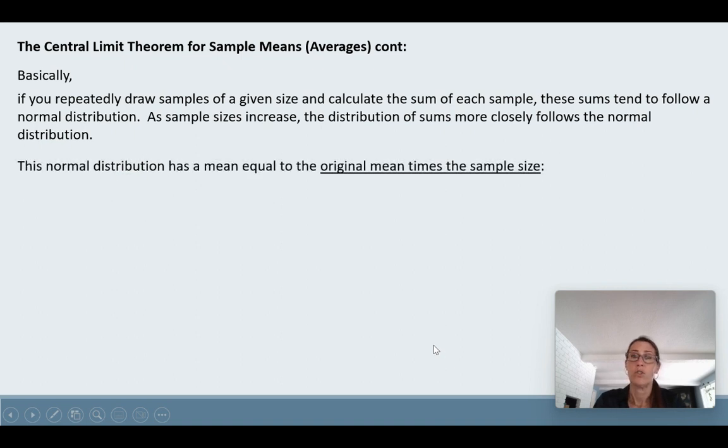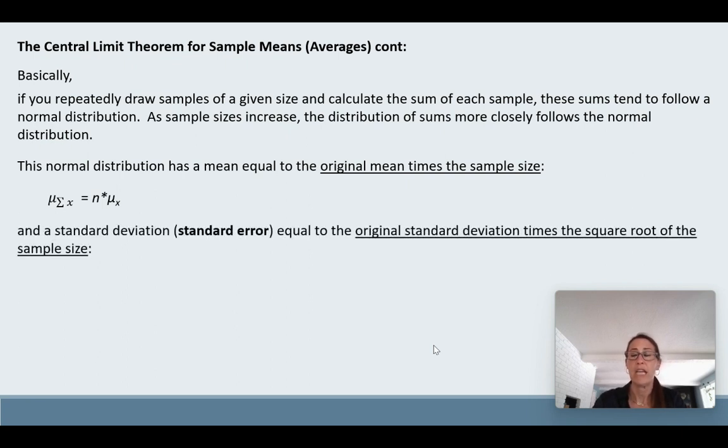So this normal distribution has a mean equal to the original mean times the sample size. So that's what that looks like. Mu sub sum of x equals n times mu sub x. And a standard deviation, or remember we also call it the standard error, equal to the original standard deviation times the square root of the sample size, which looks like this. So sigma sub sum of x equals the square root of n times sigma sub x.